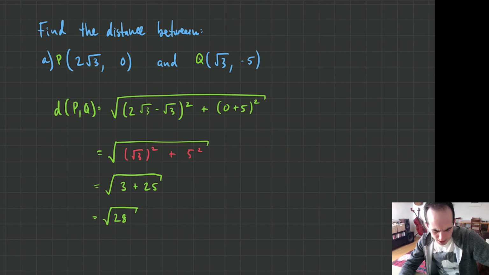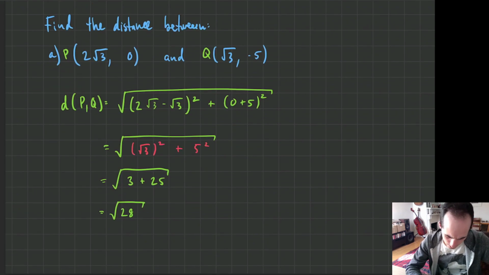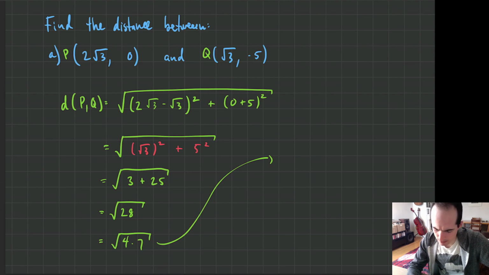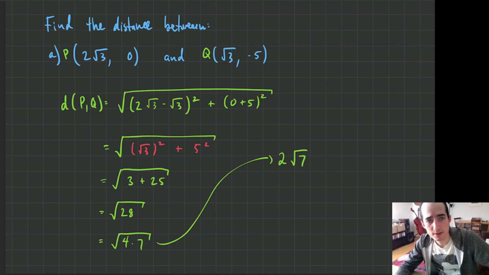Now, I believe I can factor this a little bit more. So 28, as you know, is 4 times 7. And I'm just going to go back up here. And 4 times 7, when I take the square root, I would have 2 times the square root of 7. So this one is 2 root 7.